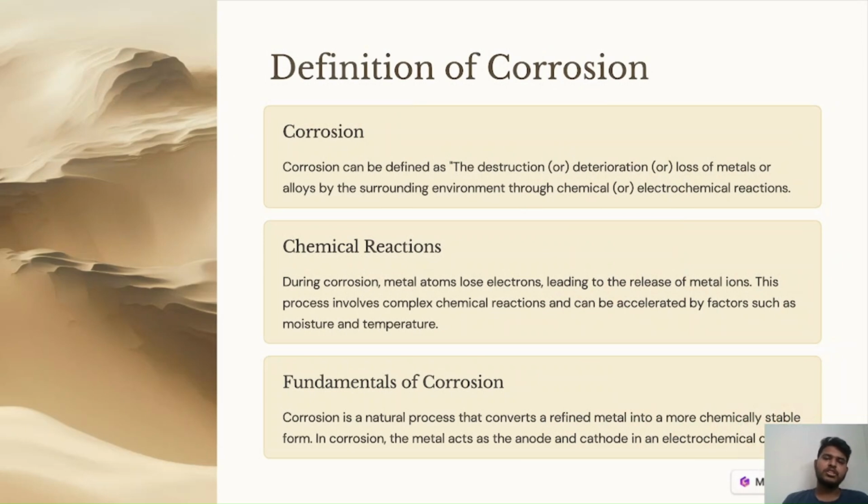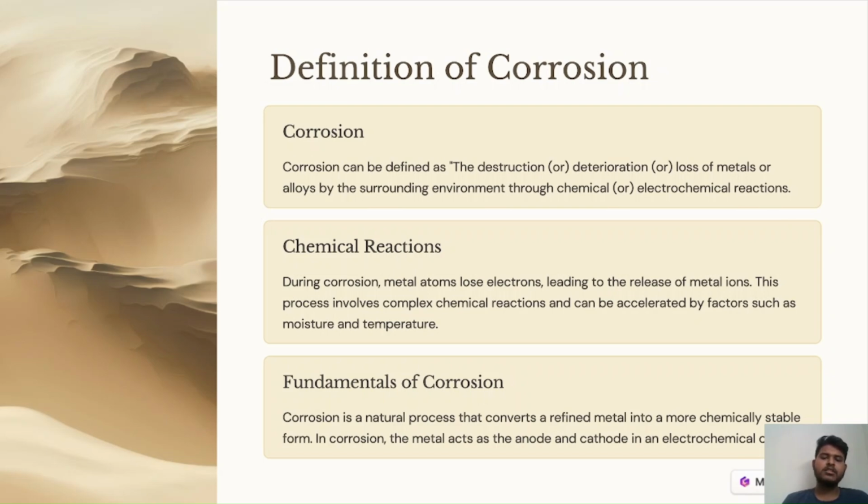Definition of corrosion. Corrosion can be defined as the destruction or deterioration or loss of metal or alloys by the surrounding environment through chemical or electrochemical reactions. Chemical reactions. During corrosion, metal atoms lose electrons, leading to the release of metal ions. This process involves complex chemical reactions and can be accelerated by factors such as moisture and temperature.